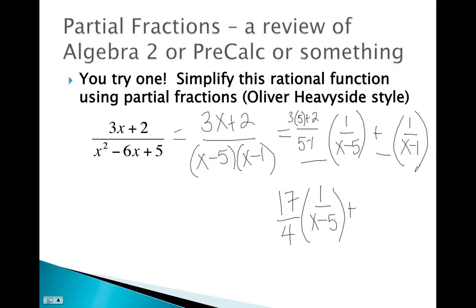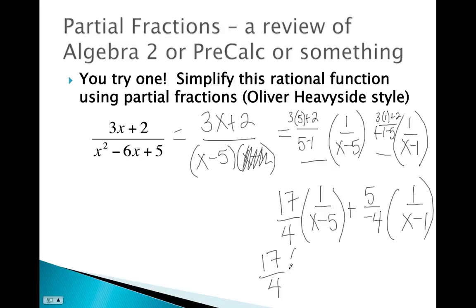Plus, I look at this second one and I see what makes its denominator 0, 1, and I cover that one up. I can actually cover this one up because I'm almost done with the problem. And I plug 1 into everything that's left. So 3 times 1 plus 2 over 1 minus 5, and I get 5 over negative 4 times 1 over x minus 1. Always put a plus sign between them. And then if, for example, your second constant comes out negative, then you can change it to a minus. So I would probably rewrite this as 17/4 times 1 over x minus 5 minus 5/4 times 1 over x minus 1.